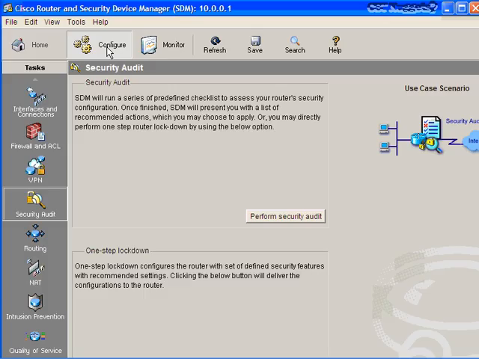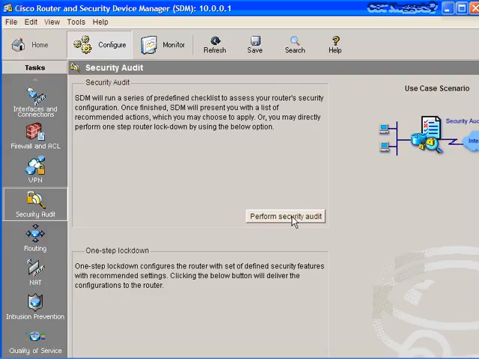If I go to the configure area, I can look down here and see what's called security audit. So I want to configure this SDM and run a security audit. Now I have two options with this tool. I can say I don't really want to do an audit, I just want a one-step lockdown. I want to use a predefined policy and lock down this particular device according to accepted ISO security standards out there. Or I can say, let's go ahead and perform a security audit.